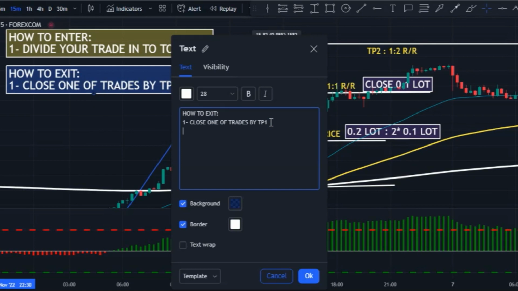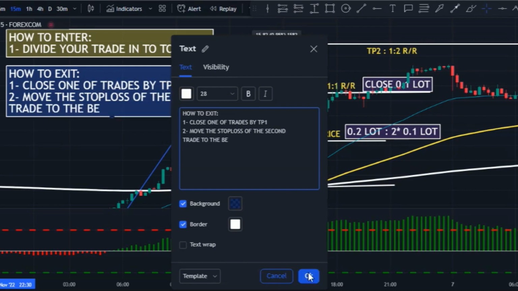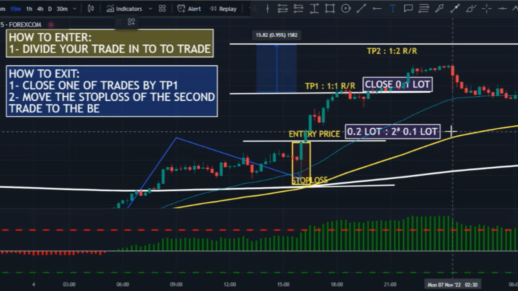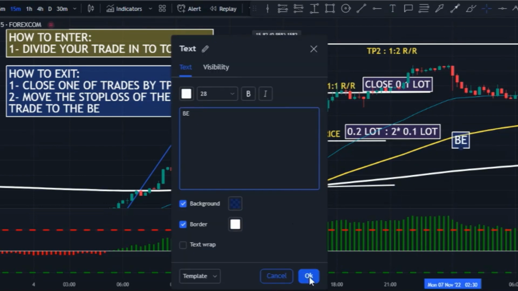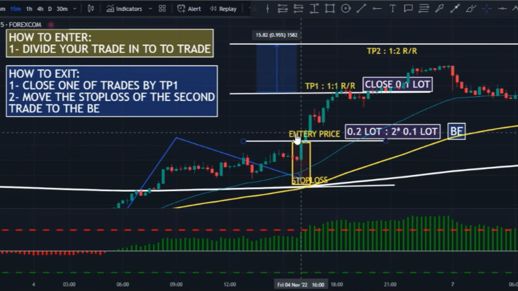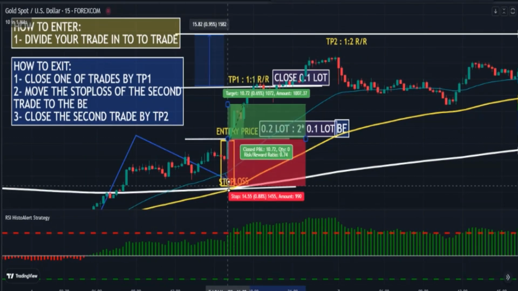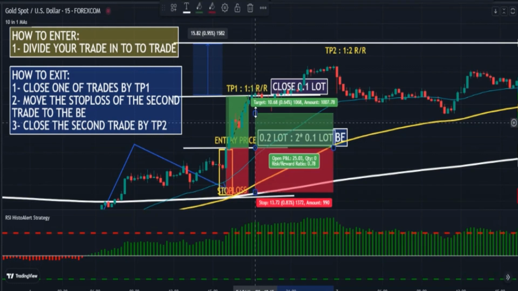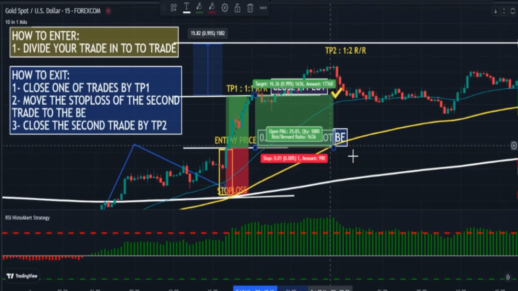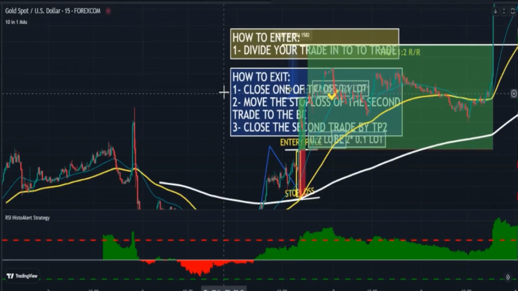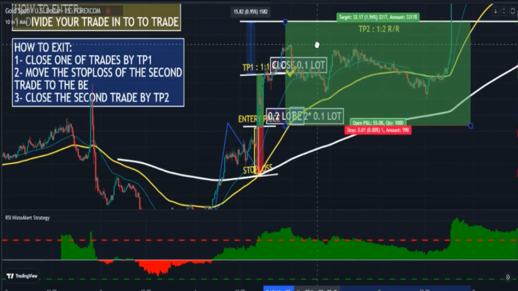Now we should move the second trade's stop loss to the break-even point. So now if the price action continues to move in the direction of your trade, the second target will be touched. And if the price returns, we will exit the second trade without any losses.